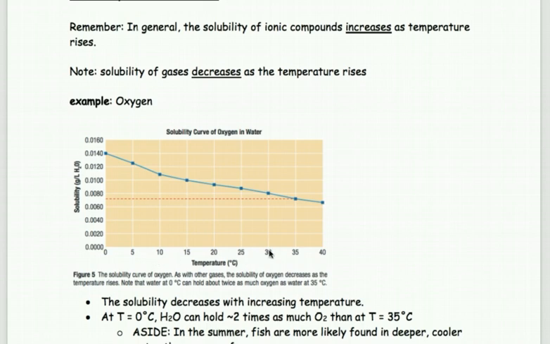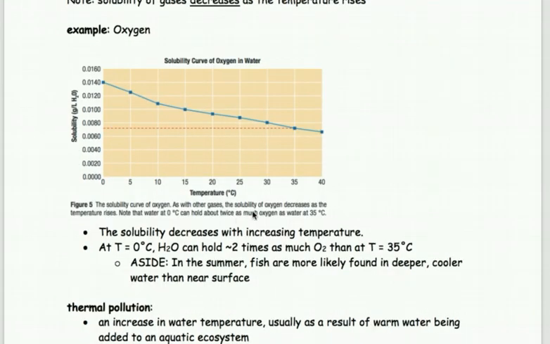If you look at 35 degrees, we only have 0.007. So basically, you can hold twice as much oxygen when the temperature is at 0 degrees compared to 35 degrees. That's what naturally happens in the summer. The surface of the water will be warmer.